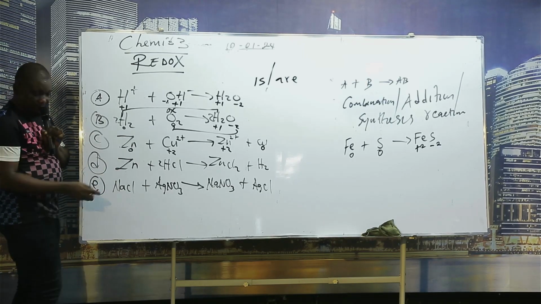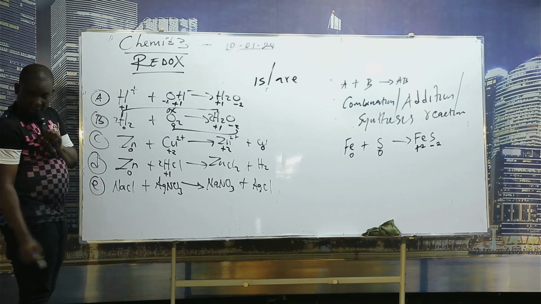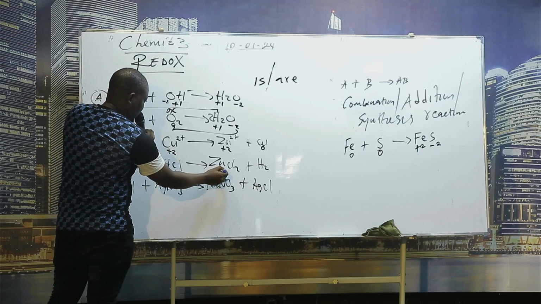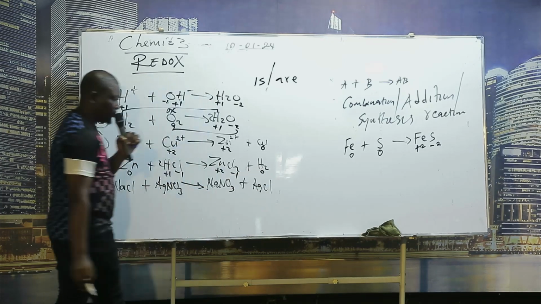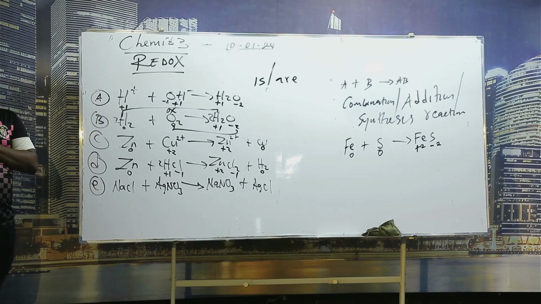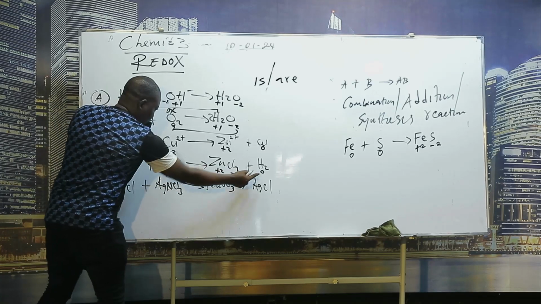Another one just like this. This is 0. This is +1. Recall now, this is -1. This is +2, -1. And this is 0. Is it a redox reaction or not? It is a redox reaction. Take it now: zinc is +2, hydrogen is 0.